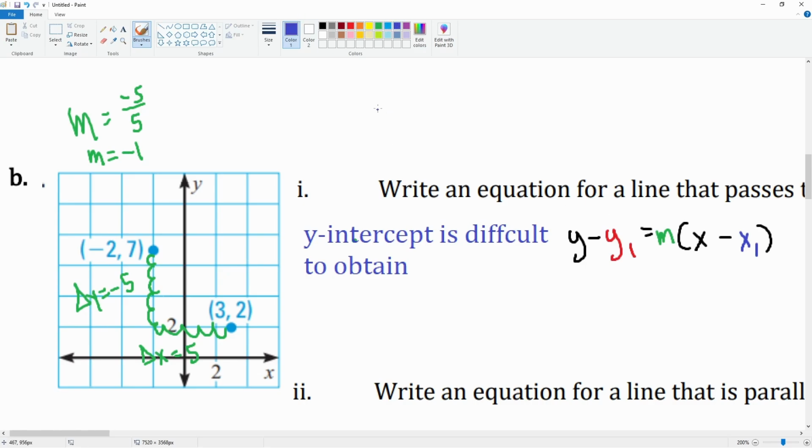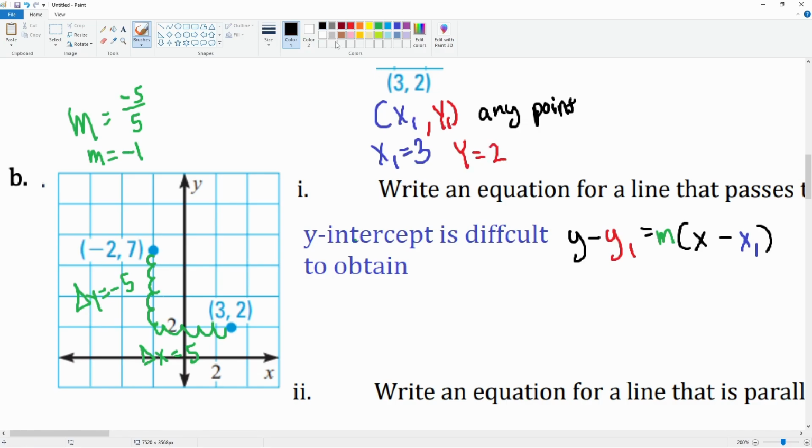Please understand that x1, y1 is just any point. The point that I'm going to be using is this one. Actually, I'm going to use (3, 2) because the numbers are prettier. So we know that x1 is equal to 3, then we know that y1 is equal to 2. So just plug it in.